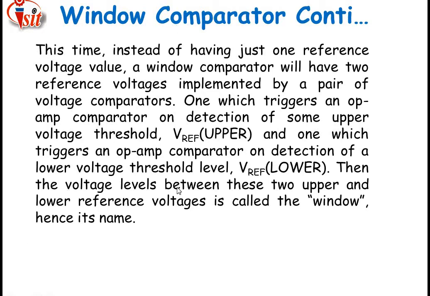Then the voltage levels between these upper and lower reference voltages is called the window. Hence it is named. That means there is a difference between these upper and lower reference voltages. For that purpose, that upper and lower voltage level difference gives us a window-like shape. For that purpose, that comparator output is called a window comparator.